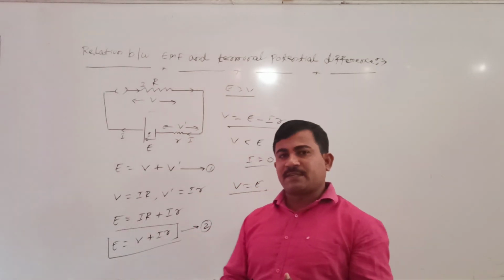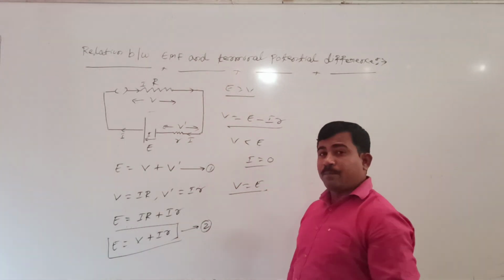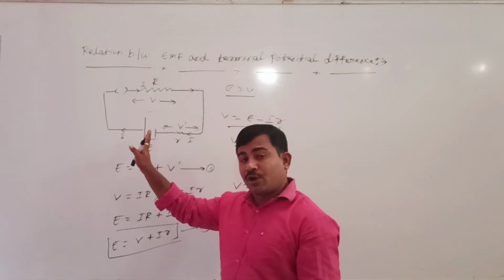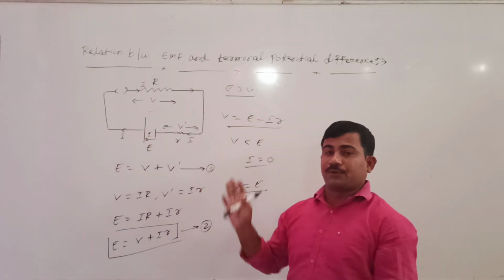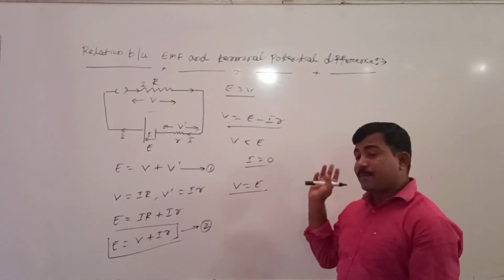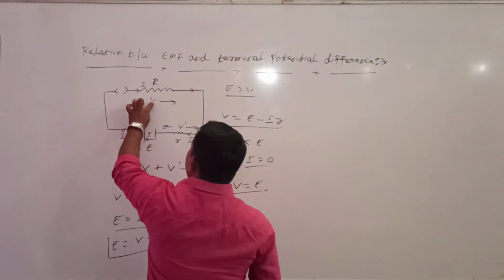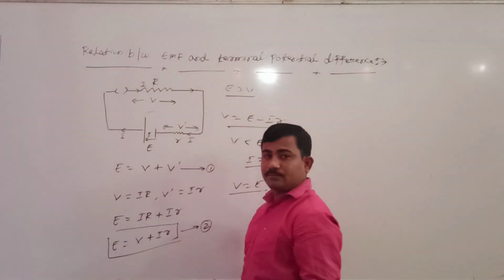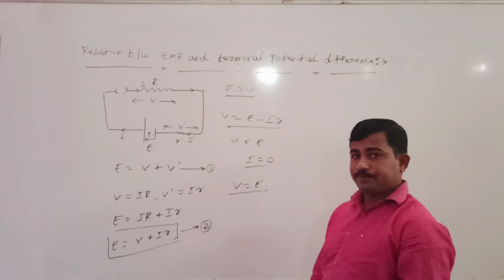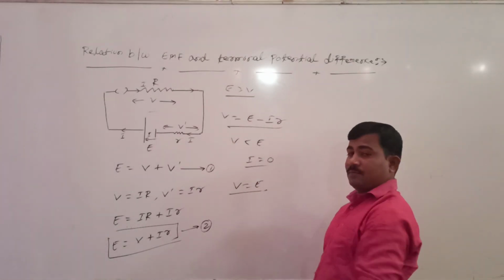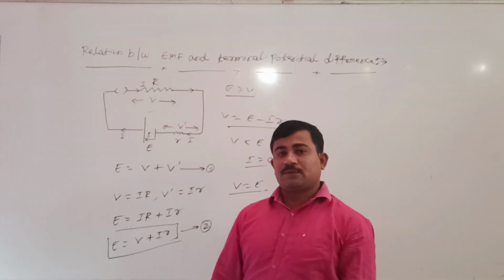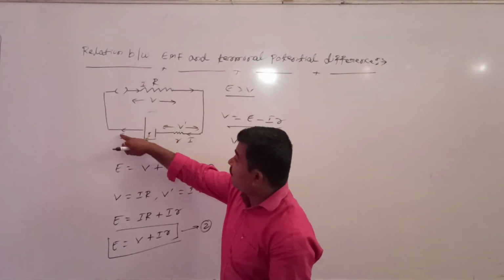Right? And we said that EMF depends on the nature of the electrodes and the concentration of the electrolytic solution. But the terminal potential difference depends only on the external resistor. Got my point? And this EMF is the cause and the terminal potential difference is the effect.